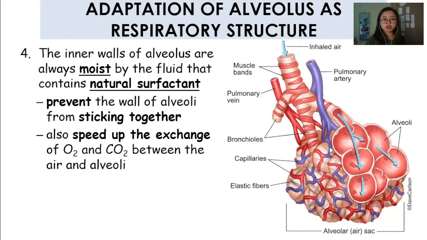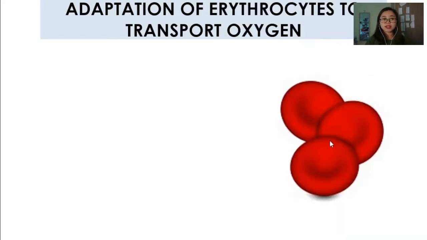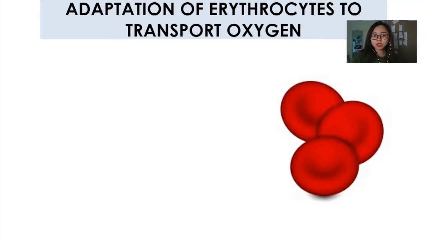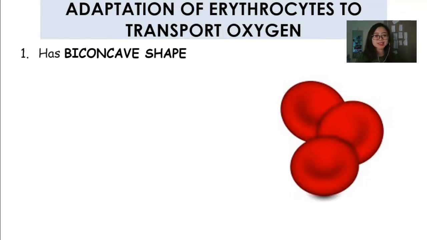Next part, we will talk about the next person that receives the gases. You already learned about red blood cells before, but we'll just go over them again in this lesson just to refresh and also to identify which characteristics are adaptations to make it transport oxygen even more efficiently. Okay, so the first adaptation of erythrocytes to transport oxygen is its biconcave cell shape.